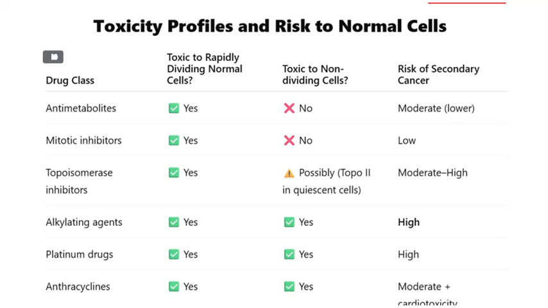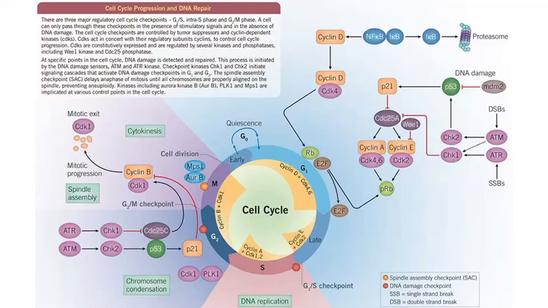These have high risk of secondary malignancies and are also way toxic to non-dividing cells as well as rapidly dividing cells. So let's talk about the cellular growth cycle, which consists of four distinct phases: G1, S phase, G2 phase, and then the mitosis or M phase. Exactly. Those are the main phases of the cell cycle. Let's break them down quickly.